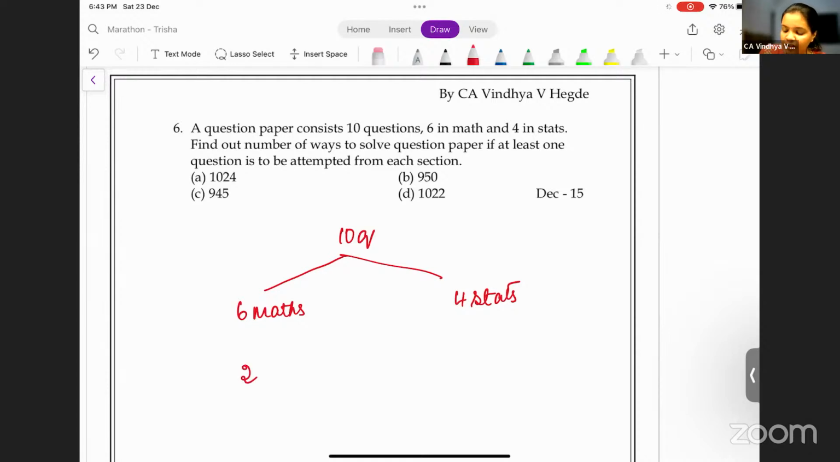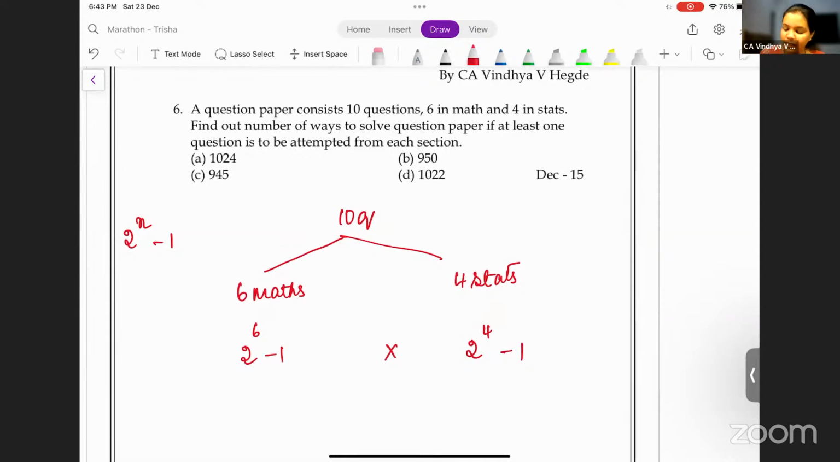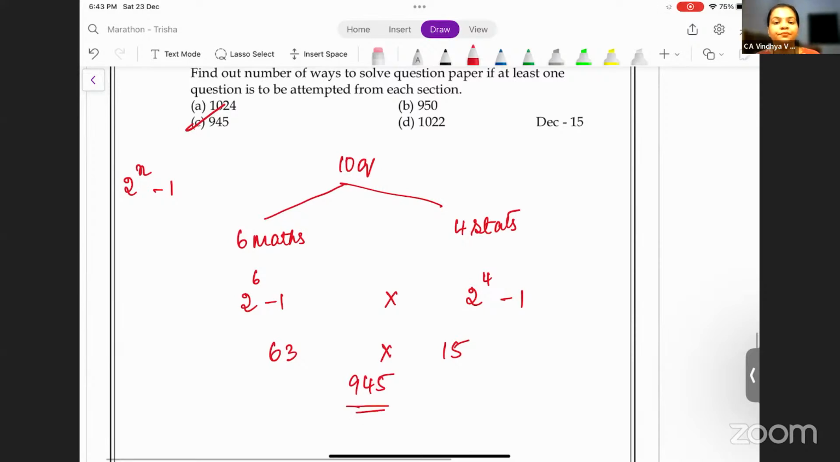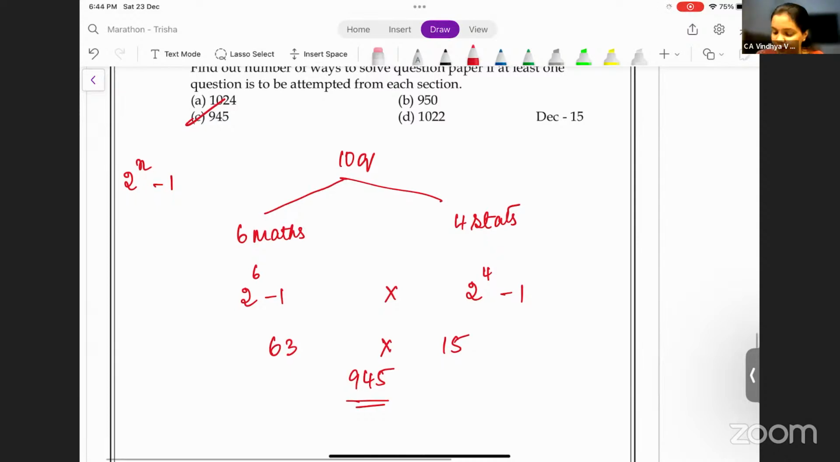So if I have to say minimum 1, can I use the word 1 or all? So 1 or all will mean we have to use the value 2 to the power n minus 1. This is 2 to the power 6 minus 1 and 2 to the power 4 minus 1. Which is 64 minus 1, that is 63 here into 15. 63 into 15 is 945. Remember this is the concept of 1 or all under combination. Arrangement is not required here.